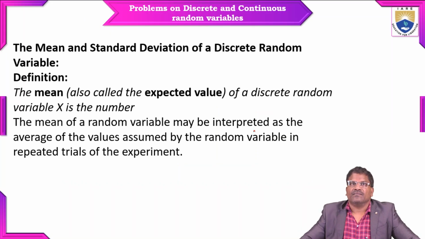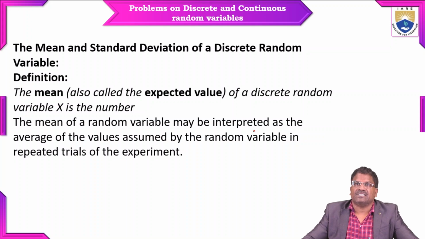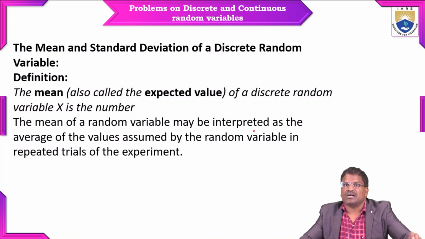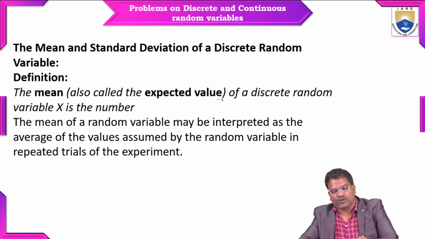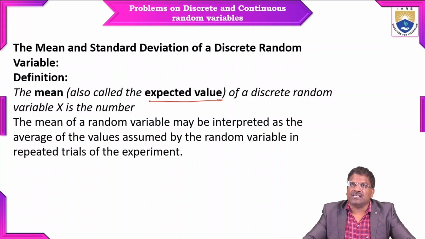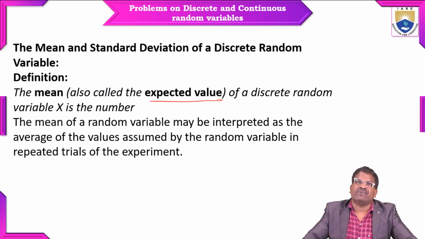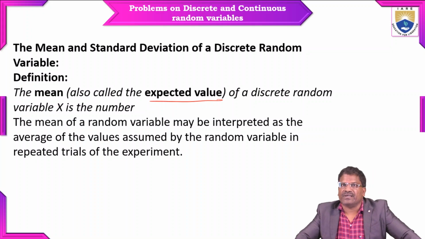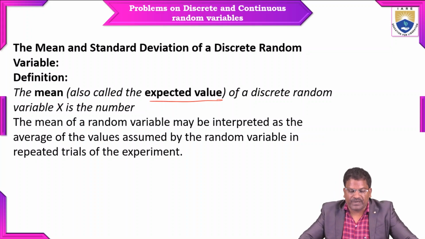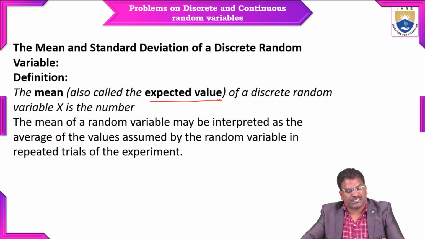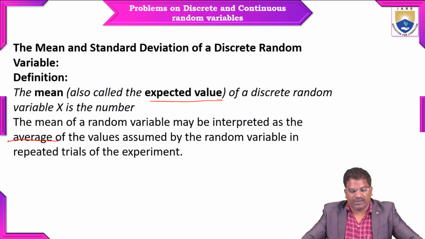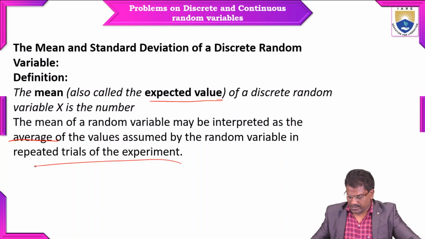Now let us see the mean and standard deviation of a discrete random variable. The mean, also called the expected value of a discrete random variable, is nothing but the average. The mean of a random variable may be interpreted as the average of the values assumed by the random variable in repeated trials of the experiment.